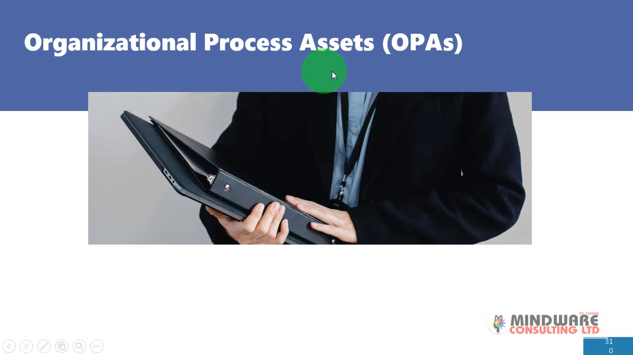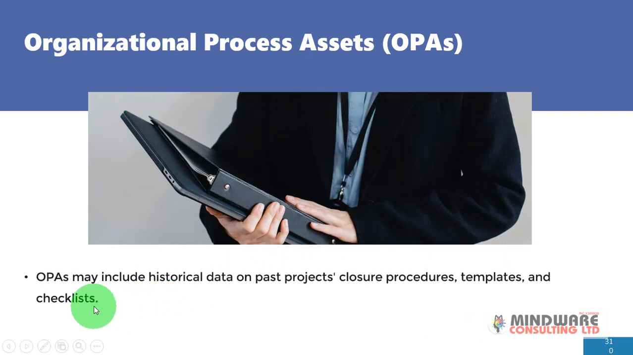Next is organizational process assets. OPAs may include historical data on past project closure procedures, templates and checklists.